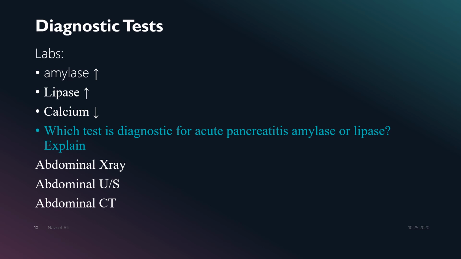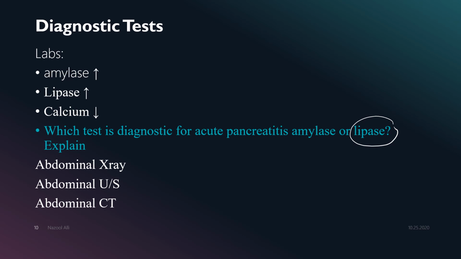And the answer to this question is lipase. The reason why is amylase can be produced by other areas. Now, I'll be very honest with you, clinically we run both. However, lipase is much more specific when it comes to diagnosing. So when we see an increase in a lipase level, it tells us that the patient has acute pancreatitis.